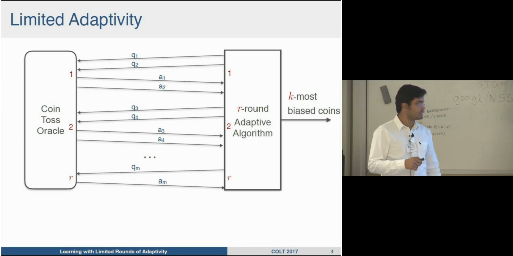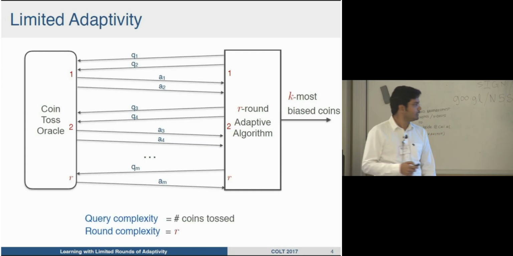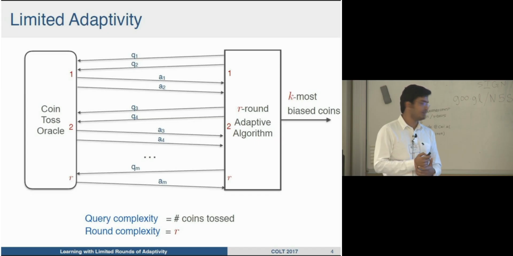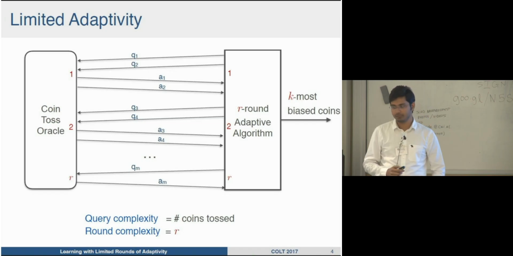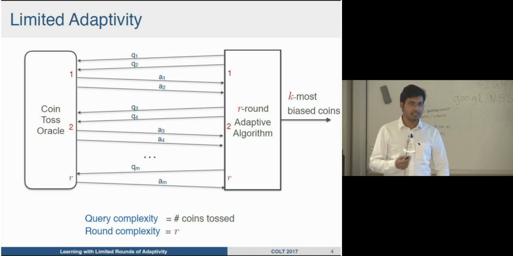Now, two things about this setting. The number of queries asked in each round need not be the same, and one query can be asked multiple times in a single round. The query complexity is the number of coins tossed, and the round complexity is the number of rounds of interaction the algorithm uses. Now, it is obvious that the query complexity of the best R-round algorithm for any R would be at least as much as the query complexity of the best fully adaptive algorithm, because full adaptivity has more power.